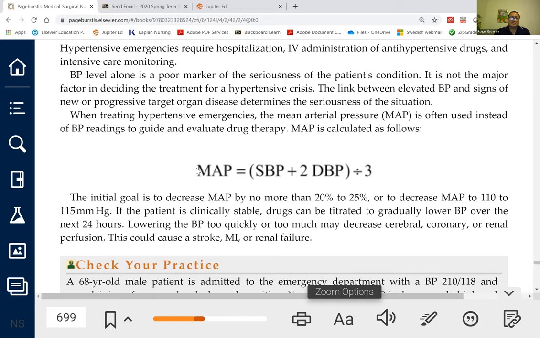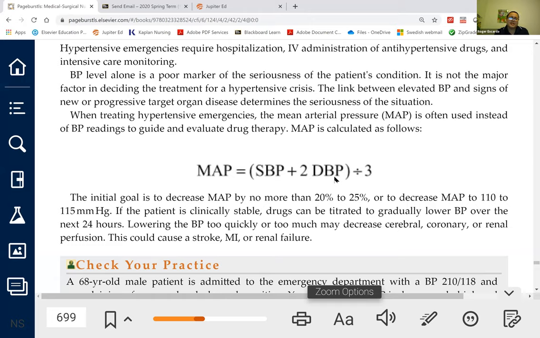Here's MAP. It's calculated by 2 times diastolic plus your systolic divided by 3. The formula proves to you the importance of the diastolic blood pressure, because it's giving it twice the weight.